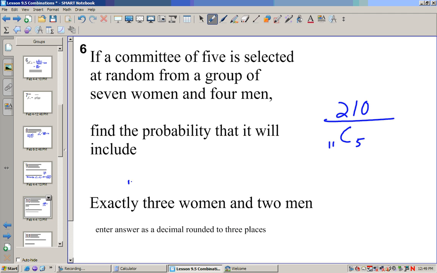So if I want to do 11 choose 5, that's going to be 11 times 10 times 9 times 8 times 7, all divided by 5 factorial, 5 times 4 times 3 times 2 times 1. So 10 divided by 5 and 2 will cancel out. 9 divided by 3 will be 3. 8 divided by 4 will be 2. So this is 6. 6 times 11 is 66. 66 times 7.